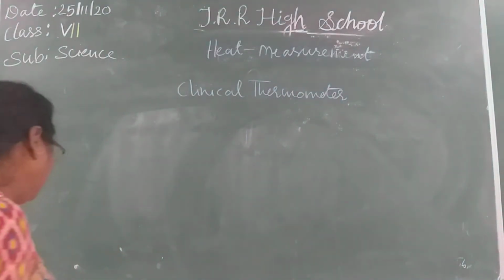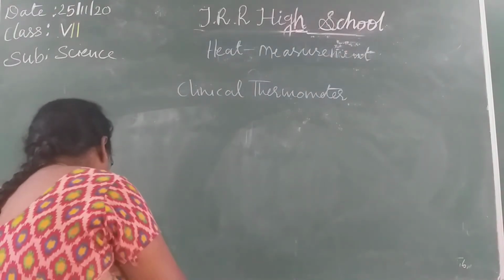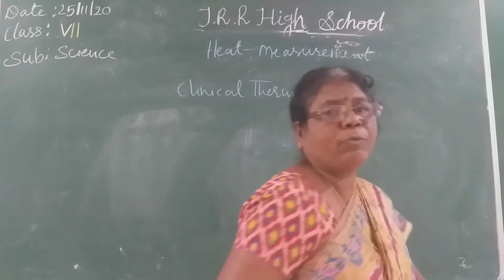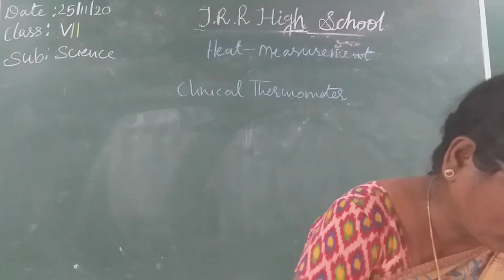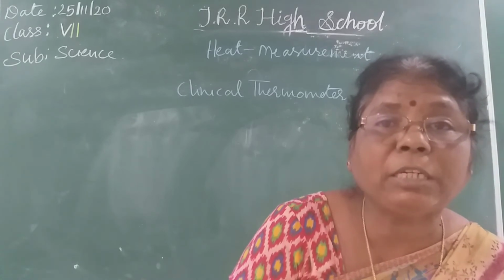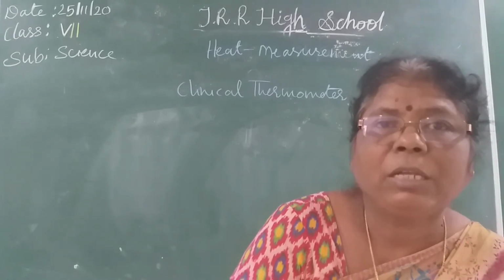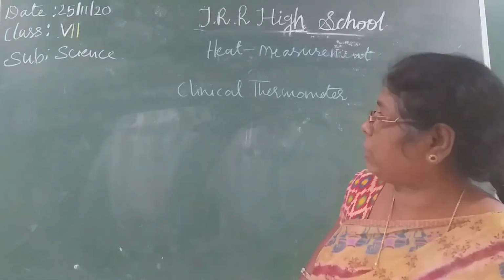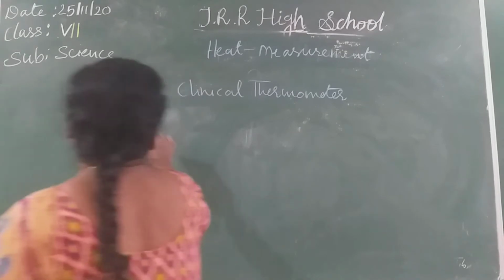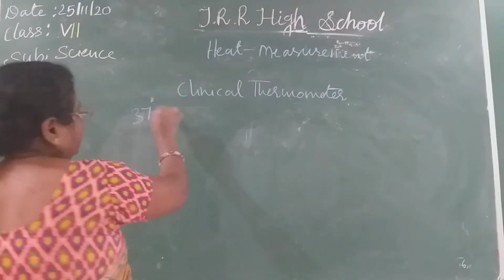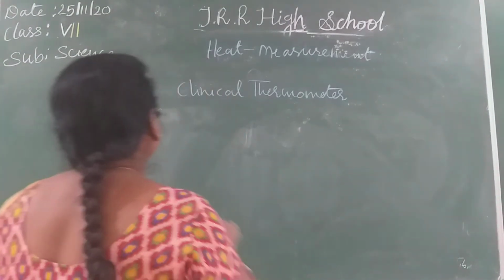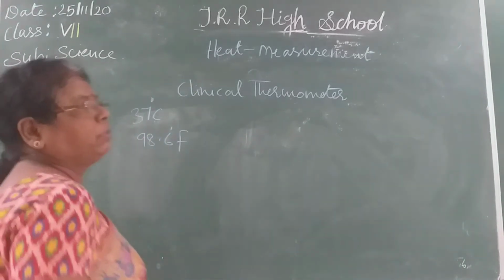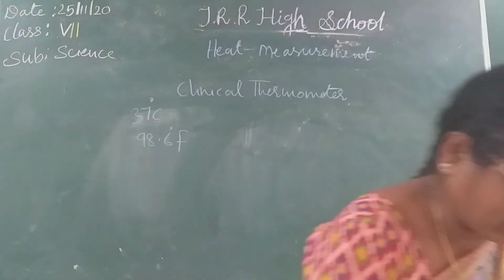Clinical thermometer. The clinical thermometer is what we use when we are suffering from fever. When we are suffering from fever, we want to know the temperature, because our body temperature increases. What is the normal human body temperature? It is 37 degrees Celsius or 98.6 degrees Fahrenheit. This is our body temperature, isn't it?